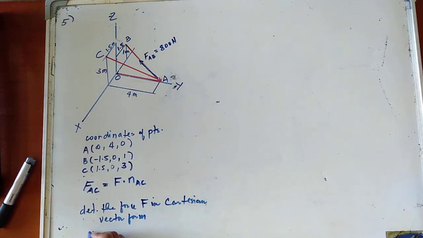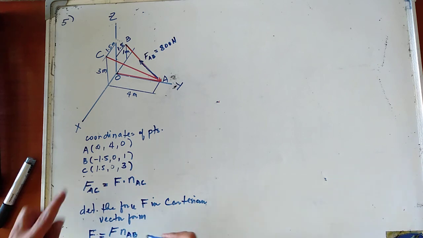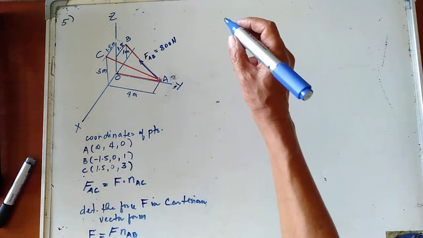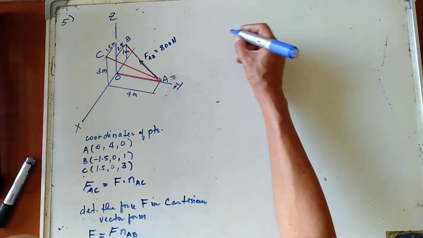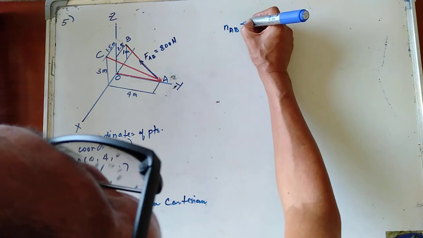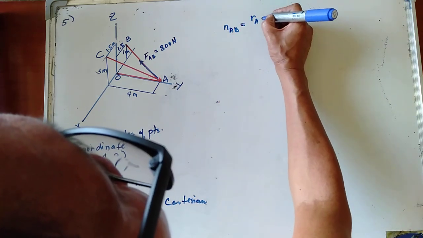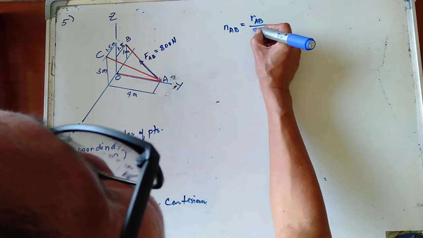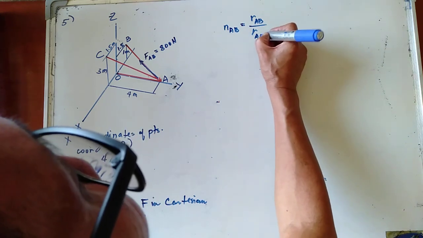So this is therefore equal to F, the magnitude of F, multiplied by a unit vector n_AB. So that is the direction of the force F. First, let us try to determine n_AB, which is equal to the position vector over the magnitude of AB.